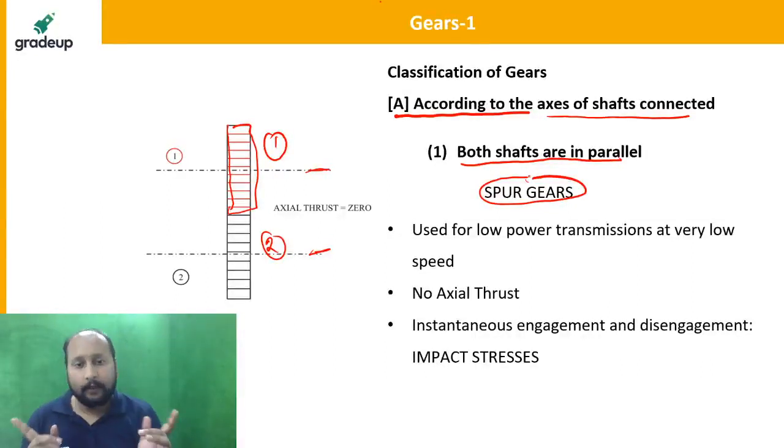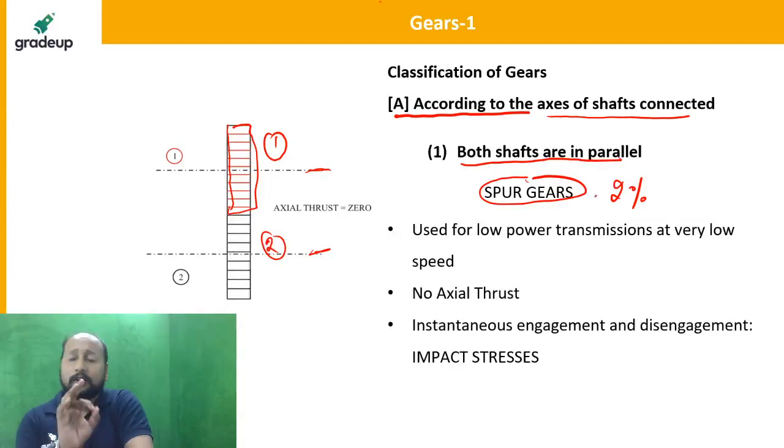Okay, fine. But can anyone tell me whether we use spur gears in every application or every machinery, or is there any drawback to this gear? Anyone? Is there any drawback for this spur gear? Because normally in industrial applications, spur gears are used in only approximately 2% of machineries.